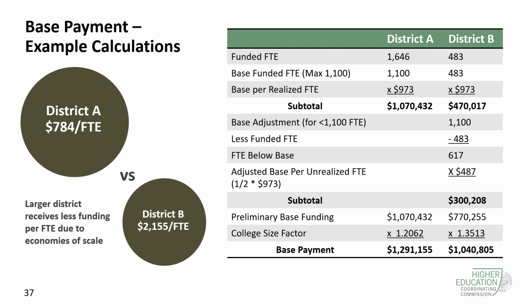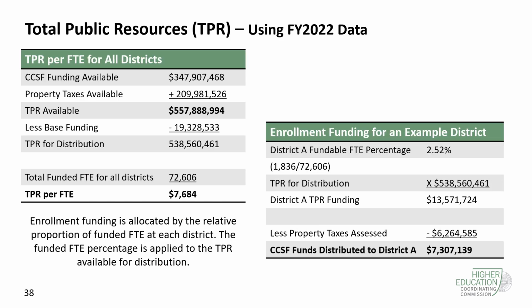So it's important on the left-hand side to note that by design, the larger the district is, the fewer dollars they're going to receive per student for a base payment. So in this case, District A, they get $784 per student for their base payment. District B gets $2,155 per student because of a lack of an economy of scale. So that's the base payment.